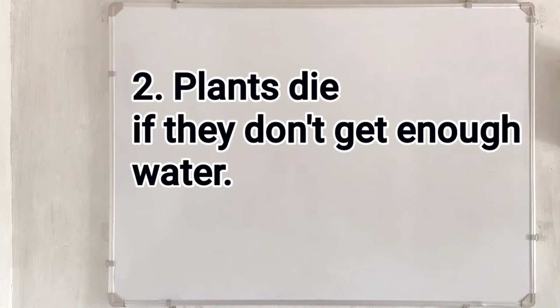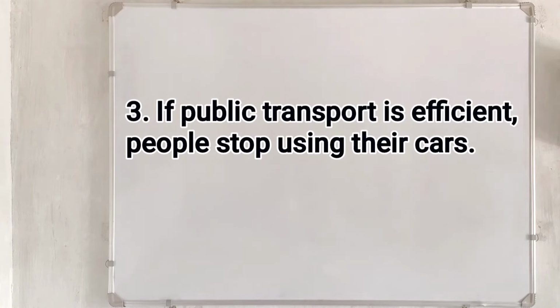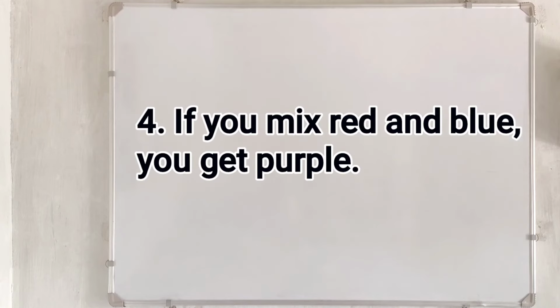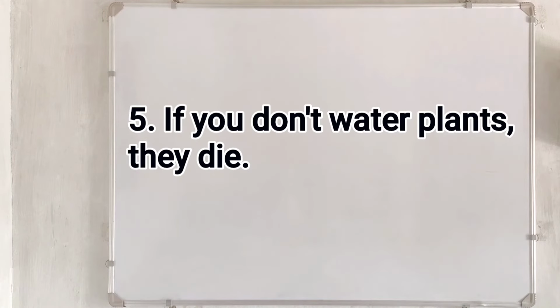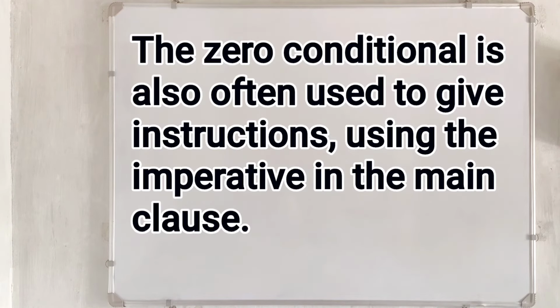Example 2. Plants die if they don't get enough water. Example 3. If the public transport is efficient, people stop using their cars. Example 4. If you mix red and blue, you get purple. Example 5. If you don't water plants, they die. The zero conditional is also often used to give instructions using the imperatives in the main clause.